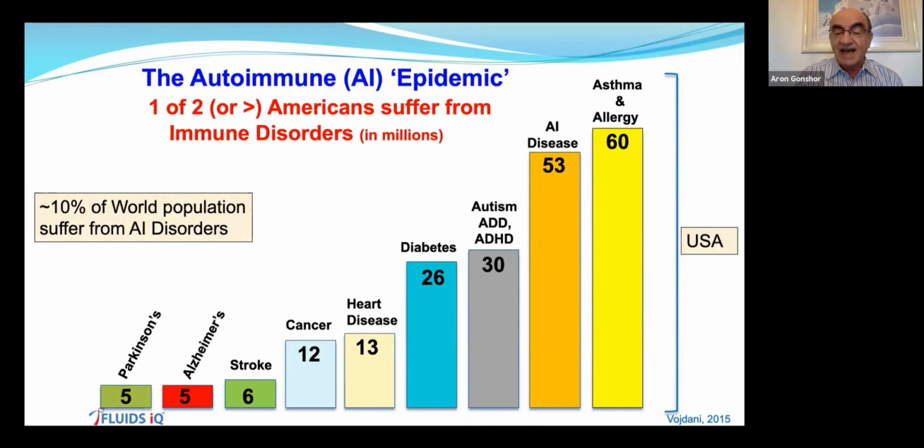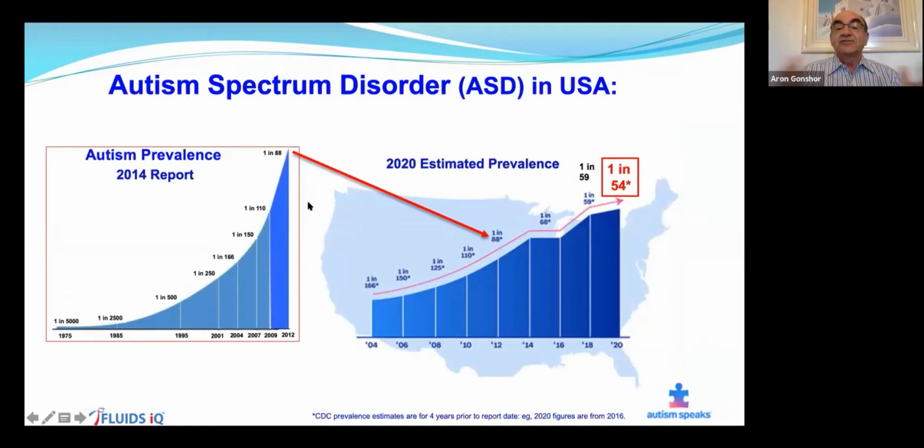So we need to ask ourselves, why is this happening? One of the things, for example, is autism spectrum disorder, or ASD, in the US. And for those of you who have not seen this particular graph, take a look at it. We are not looking at what happened a couple of centuries ago. We're looking at 1975, when 1 in 5,000 people had some kind of diagnosis of being on the spectrum.